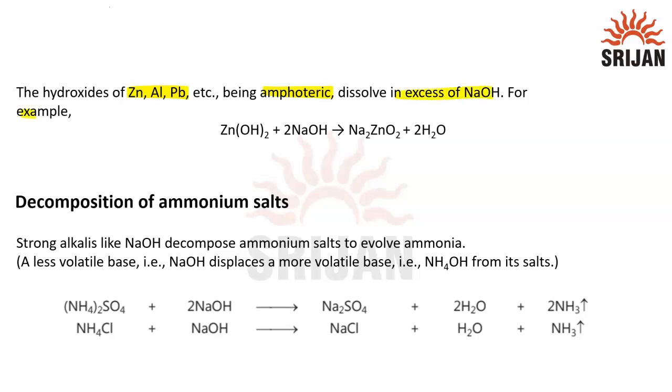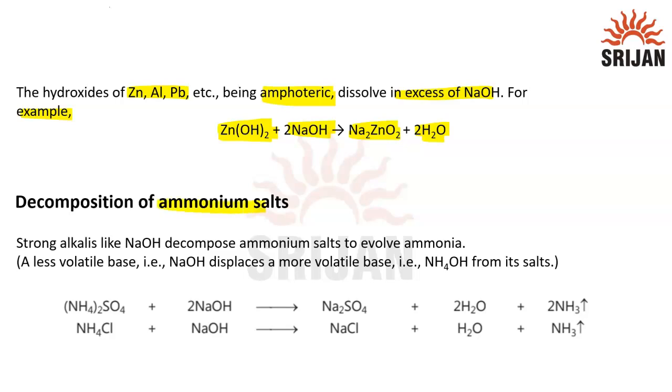So the hydroxides of zinc, aluminum, lead, etc., being amphoteric in nature, dissolve in excess of sodium hydroxide. For example, zinc hydroxide on reacting with sodium hydroxide produces Na2ZnO2, which is sodium zincate, along with water. So amphoteric means they react with acids as well as with bases. Here you are able to see that zinc hydroxide has to be basic in nature, but no, it is reacting with hydroxide, which means that it is behaving as an acid. So that's why they are said to be amphoteric in nature.